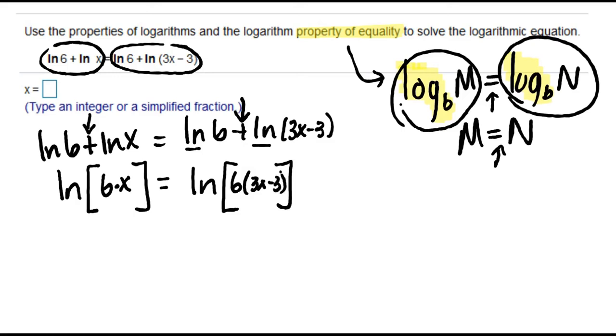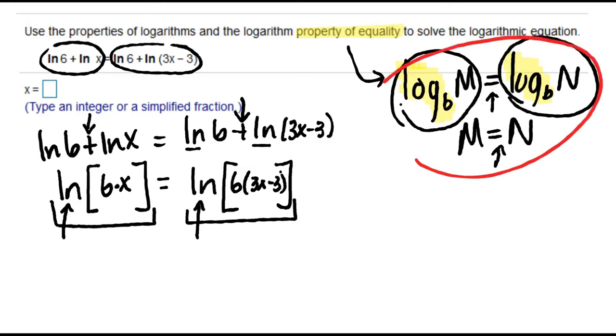So now I have a single log on the left, a single log on the right, and they have the same base. They both have base e. So I'm able to use this property of equality that we talked about and say that what's inside the log on the left has to equal what's inside the log on the right.